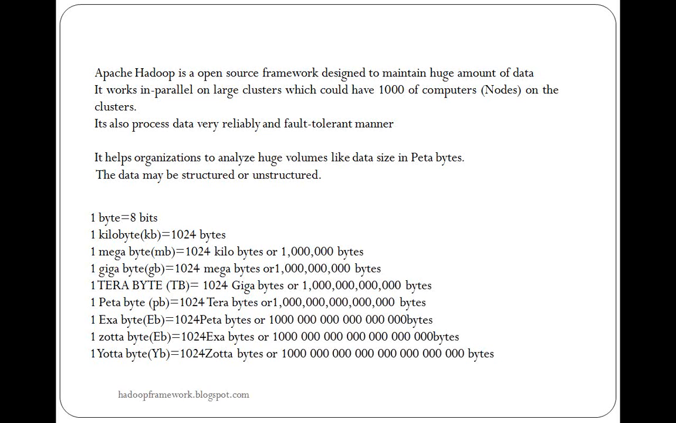It works in parallel on large clusters. What do large clusters mean? We'll have multiple nodes, and a set of nodes connected together can be considered a cluster. Right now Cloudera is working with 4,000 clusters. Suppose, I'll show you one example: a business is having one cluster with 3 nodes.